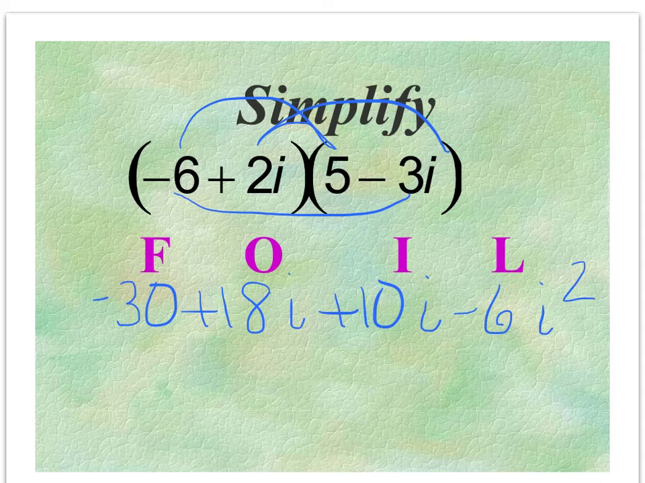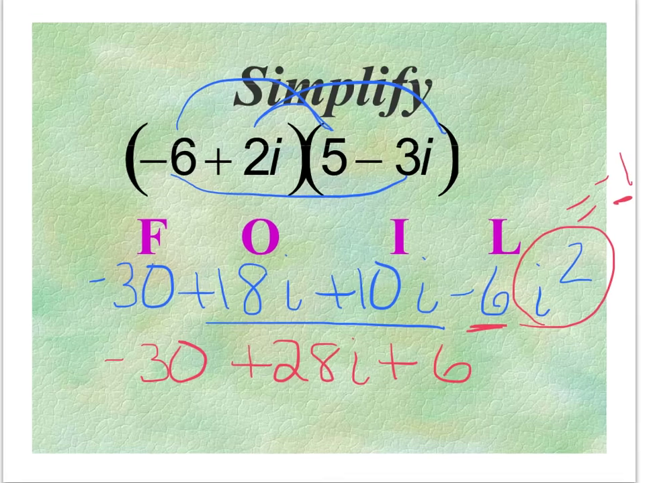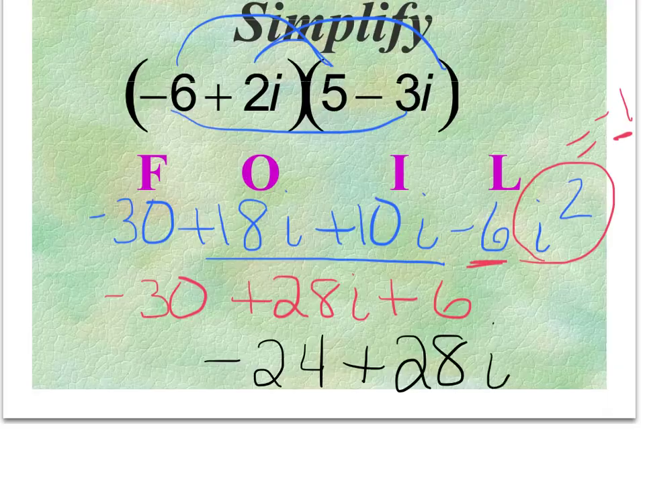You want to go through and see if you can simplify anything. We will go through and simplify this. However, we want to just make sure we address the I squared. If you remember, I squared is equal to negative 1. So that gives me negative 30 plus 28i, and negative 6 times negative 1 is plus 6. So your answer will be negative 30 plus 6, negative 24, plus 28i.